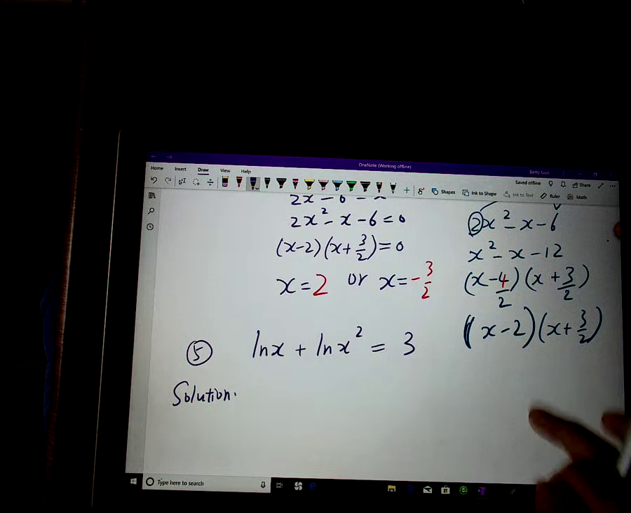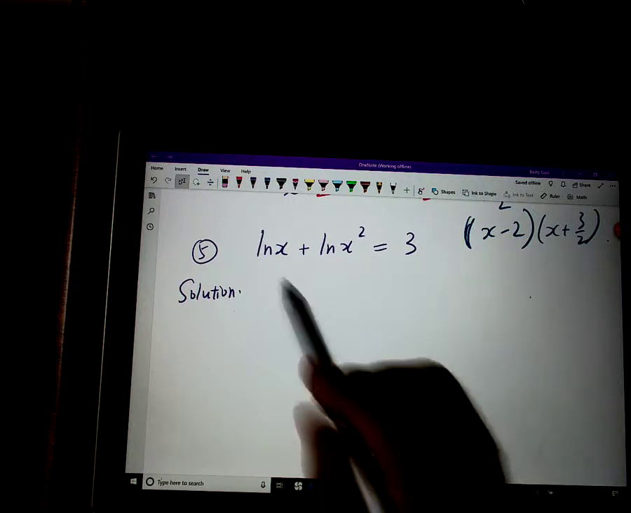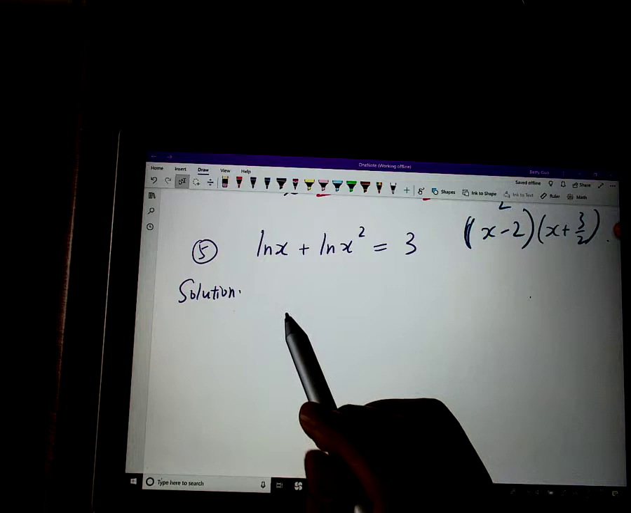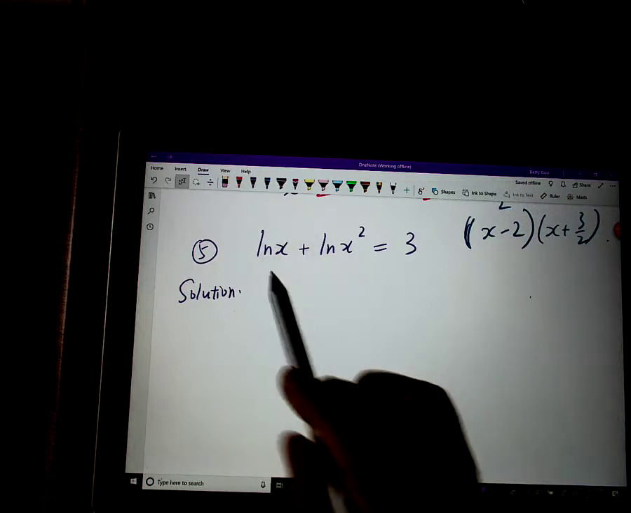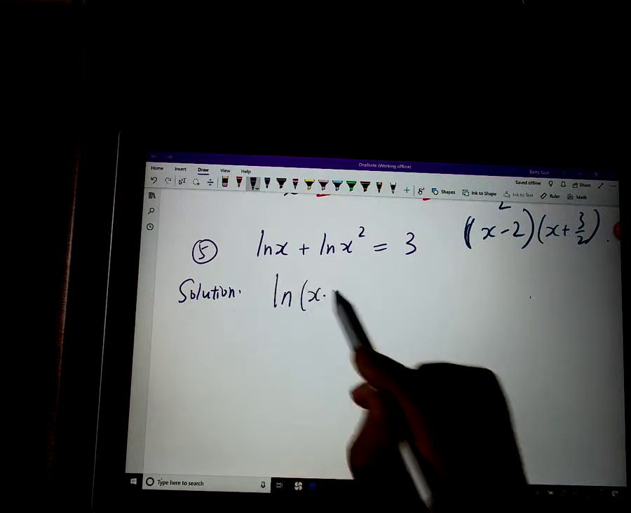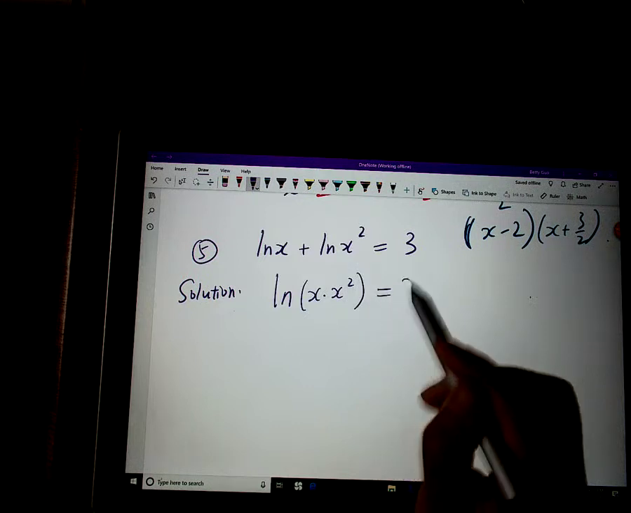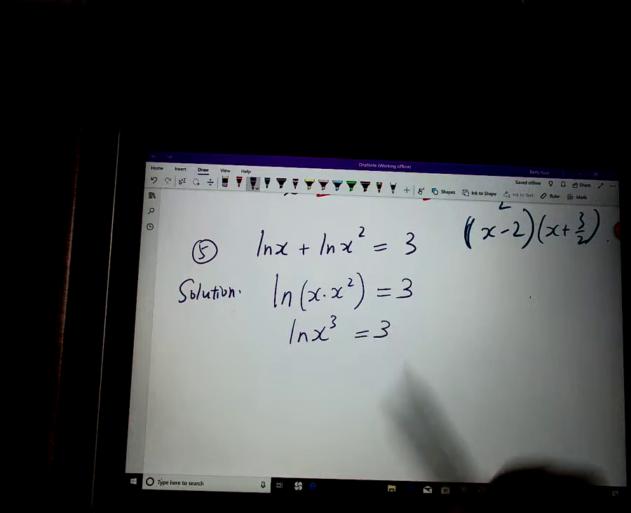On the right-hand side, I have 3 by itself. On the left, I have an addition of 2 like-base logarithms. They both have base e. By the product rule, I'm able to rewrite the left-hand side as ln of x times x squared, and that is ln x cubed, right?